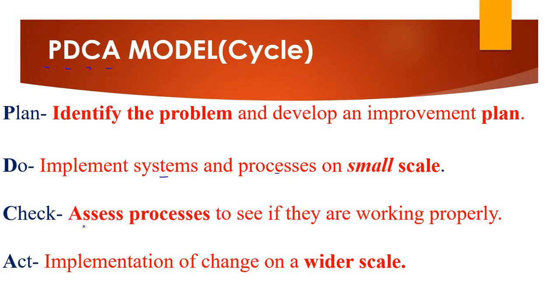And then check means we assess processes to see if they are working or not. So if they're working properly or not. And then the A, act. Now we implement change on a wider scale. That part is very important. Remember when we were looking at do, we said we would implement systems and processes on a small scale. But when we act, now the last step, we are implementing the change on a wider scale.